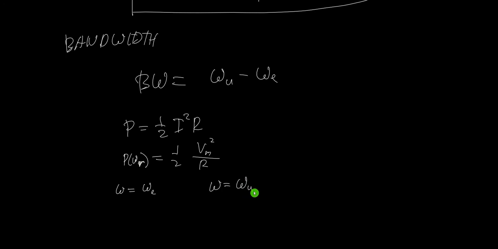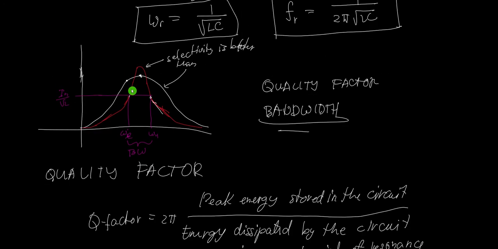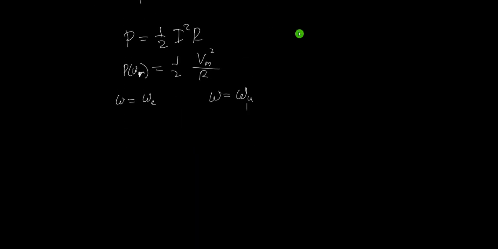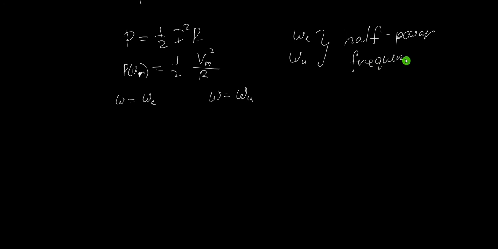Why? Because they have the same current. If you look at omega L, the same current. If they have the same current, then they also have the same voltage. Then they have the same power, because they are half power frequencies. They call it half power frequencies, omega L and omega U. These are the limits of the bandwidth, the upper part and the lower, omega U and omega L.